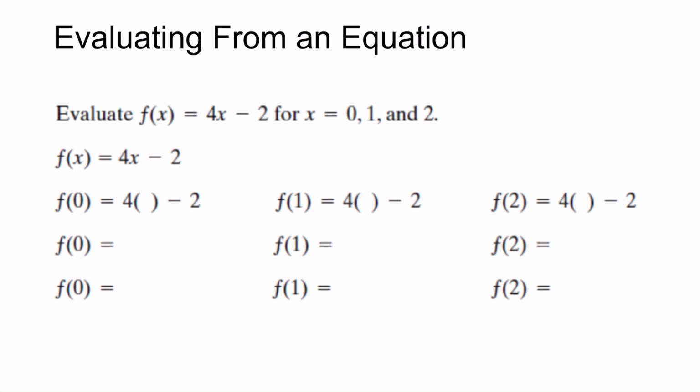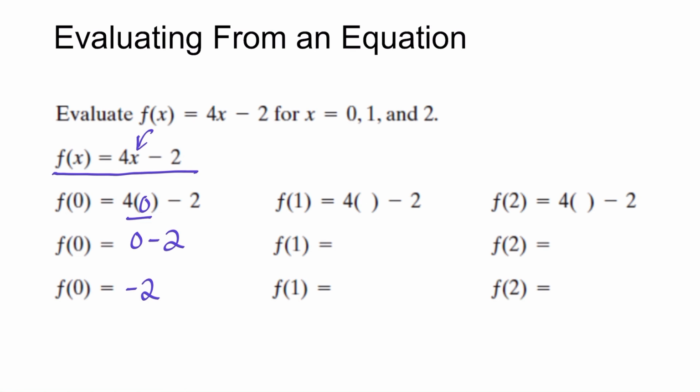When we're evaluating from an equation, this says evaluate f of x equals 4x minus 2 for x equals 0, 1, and 2. So we have this equation, f of x equals 4x minus 2. To find the value at 0, we're going to evaluate f of 0. That means we go to our original equation. Wherever we see an x, we're going to plug in 0 instead. So that gives me 4 times 0 minus 2. Now we just need to simplify this. 4 times 0 is 0. Then I have minus 2. 0 minus 2 is negative 2.